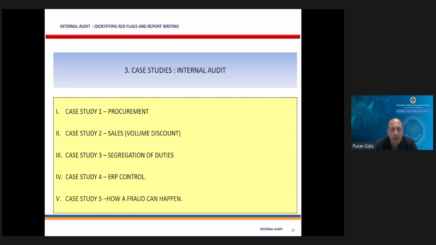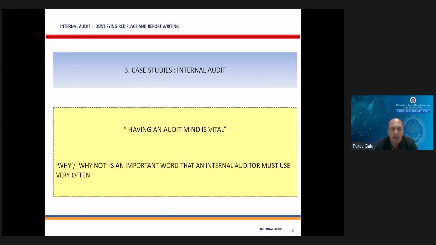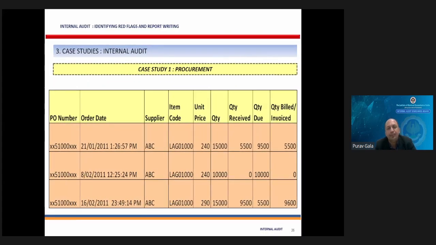One is on procurement. Friends, what is important is having an audit mind. "Why" and "why not" are very, very important words that an auditor should focus on. They should be using these without any hesitation. So let's do one thing. I'll take a dump of a purchase register for a company.